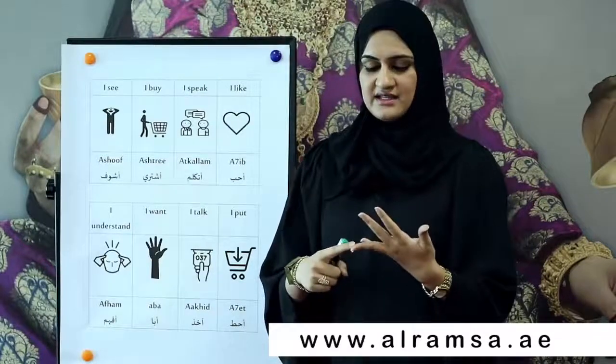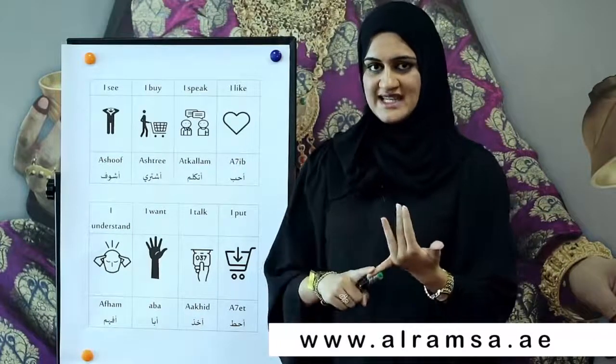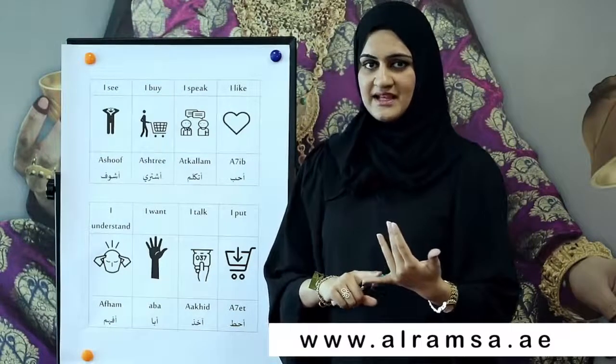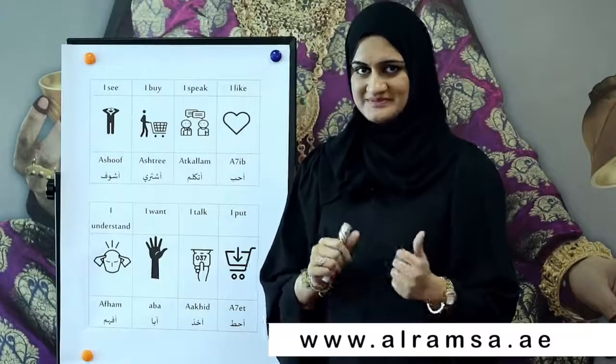And also you can say I speak fast, for example, or I speak slow. أتكلم بسرعة. أتكلم شوي شوي. So now if you want to say I speak Arabic a little bit, أتكلم عربي شوي. تمام?